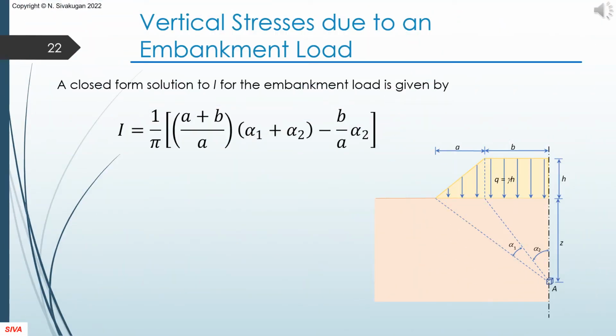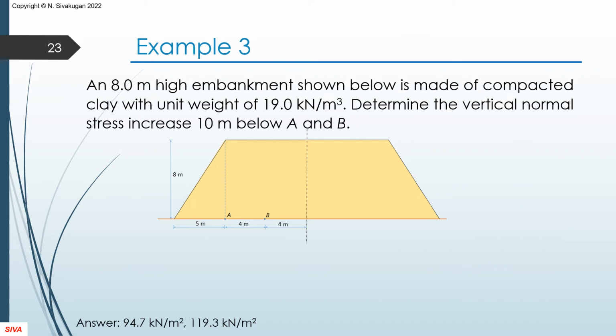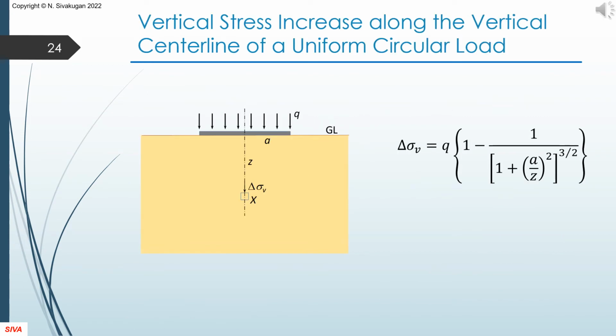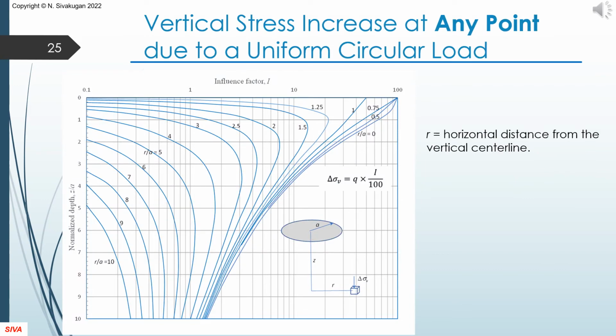Here is the closed-form solution for the vertical stress increase at a point on the vertical centerline of an embankment. This is the equation to find the stress increase along the vertical centerline of a uniform circular load. For points that are outside the centerline, use this chart. Note that for r on A larger than 1, the point is outside the loaded area and hence the stress increase is quite small.